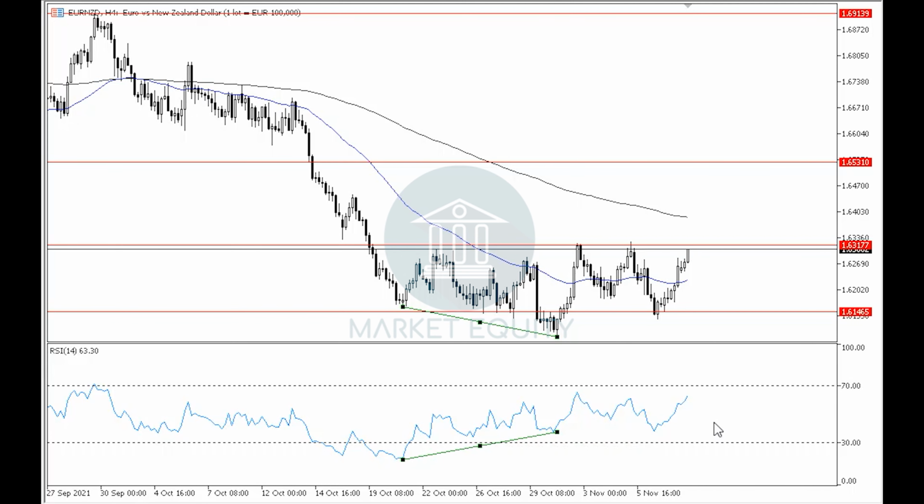And we can also see that the RSI is moving in a sideways movement as well. Currently, it is moving around level 60, which supports the probability of rebounding down off of around the current levels in order to continue with the sideways correctional movement in the 4-hour time frame. That was it for the euro versus the New Zealand dollar.